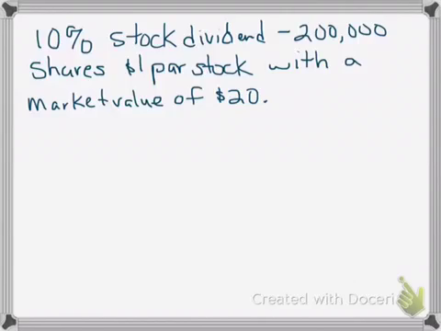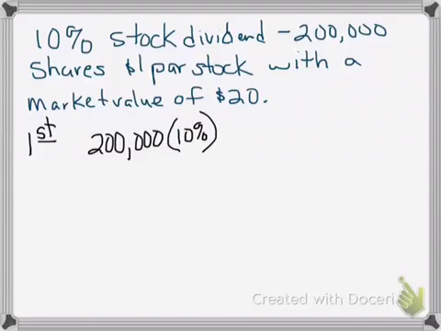Well, the first thing that we need to look at is how many shares we are actually going to be issuing out. So we'll take the number of outstanding shares, which at this time is 200,000 shares. We're going to take 10% of those shares. 10% of those shares is equal to 20,000 shares. So we know that we are going to be distributing 20,000 shares of our stock.